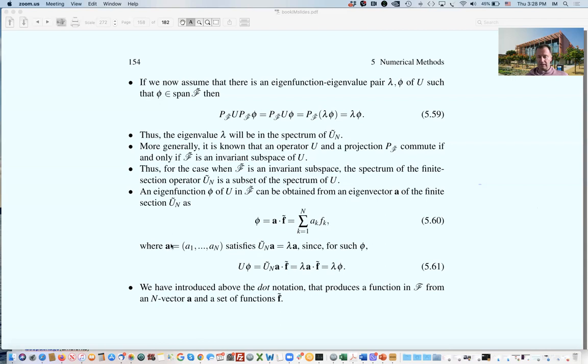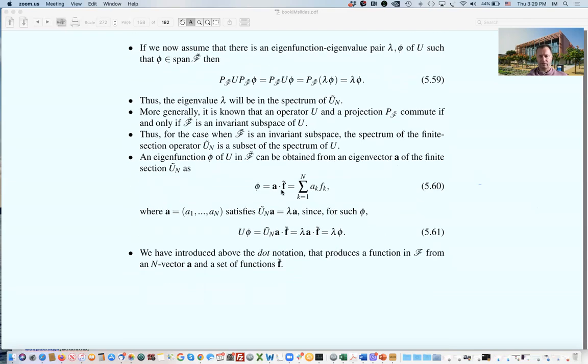This vector a is supposed to be an eigenvector of U_n tilde. So it satisfies U_n a equals lambda a, because for such a phi, U phi is U_n tilde a dotted with f tilde. That's lambda a, because a is an eigenvector of U_n tilde, dotted with f tilde, and that a dot f tilde is exactly phi from here. So that's lambda phi. So U_n a equals lambda a, which equals U phi, which equals lambda phi. And that is the dot notation I've just described.